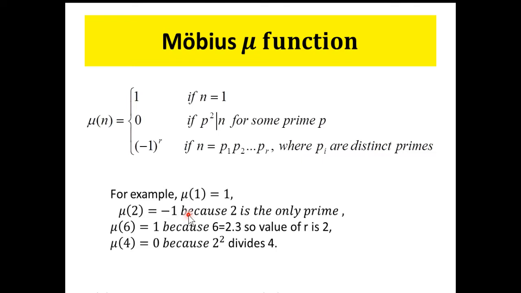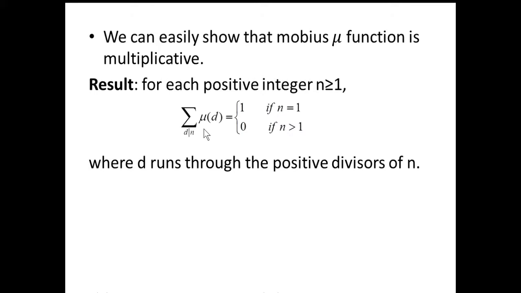And for n equal to 6, 6 can be written as 2 into 3. That means we have two prime numbers, so minus 1 to the power 2. So that will be value 1. And mu 4, what is mu 4? 4 can be written as 2 square. That means 2 square divides n. So mu 4 will be 0. So this is how you find the value of the Mobius mu function. This is a result which you can use when you have to find the summation of all the values of mu d, where d runs through the divisors of n. Then the summation of mu d is 1 if n is equal to 1, and if n is greater than 1, then it has value 0.